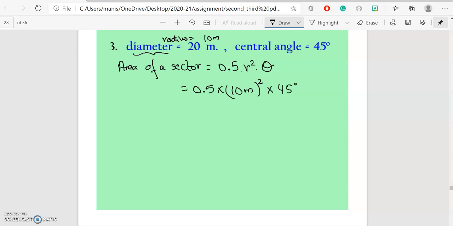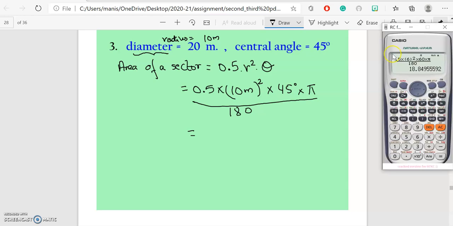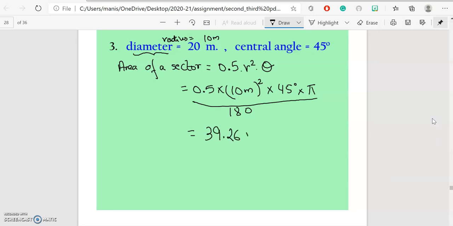Now this angle is in degrees, so you'll multiply by pi over 180 to change it to radians. Now the only thing left is to type this in our calculator so we can get the answer. So this is your 0.5 times 10 square times 45 times pi over 180. So my answer is what? 39.26 meter square. So 39.26 meter square. This is my area of a sector of a circle.